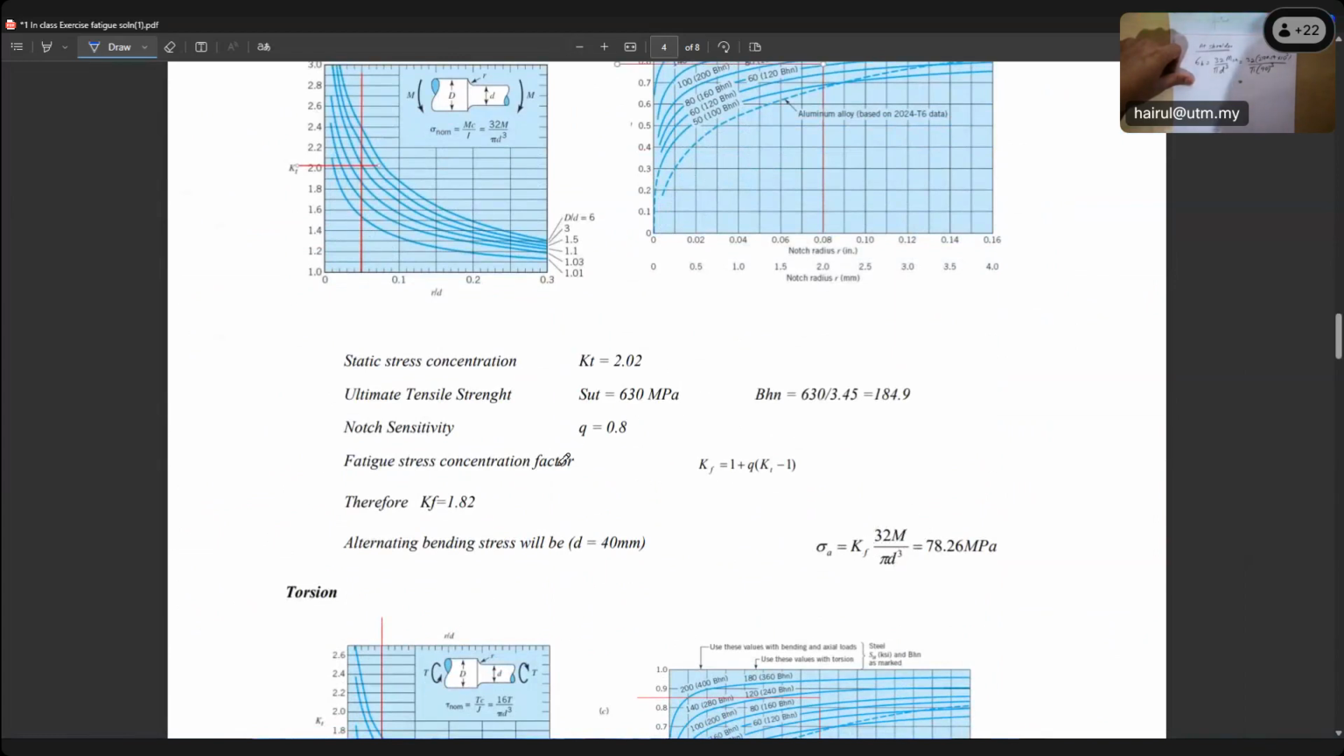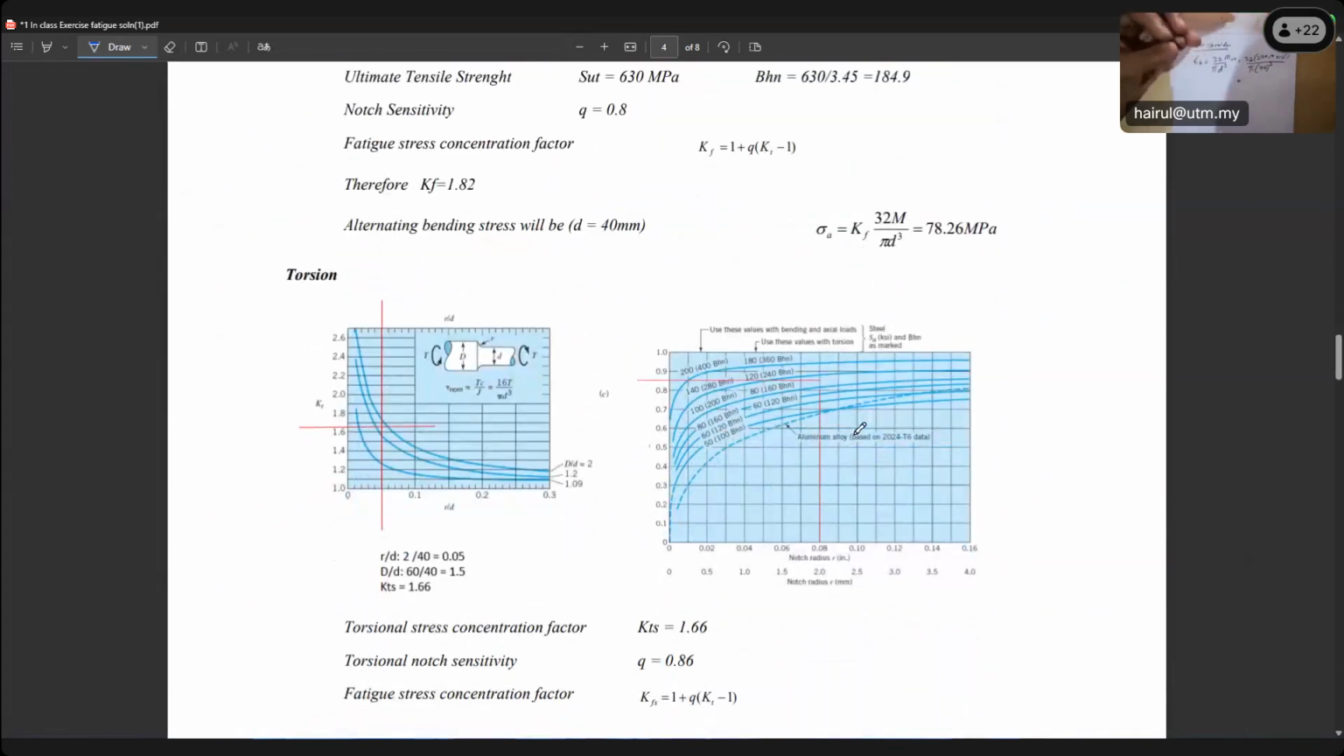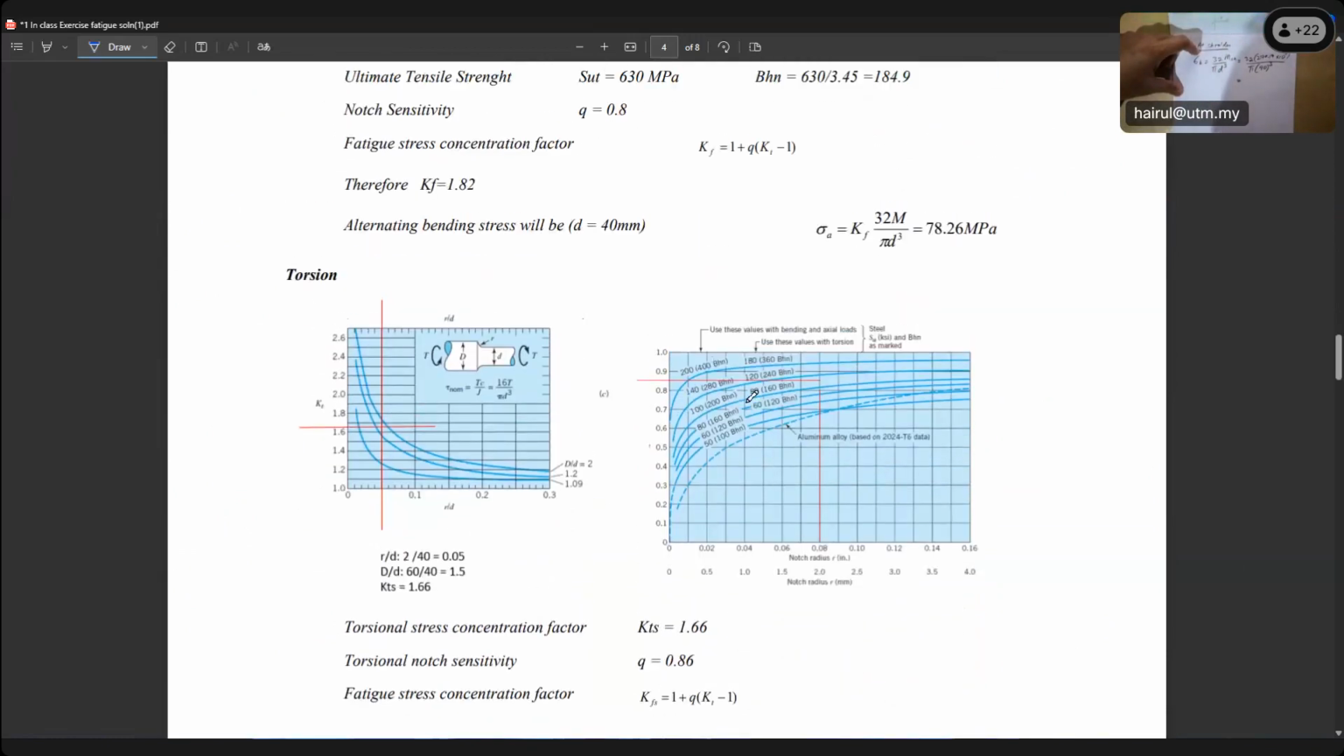Okay, it has already been calculated. It's not showing here, because this one used the moment already substituted. 32 moment over pi d cubed. So this is the value. Okay, can you calculate for me 32 times 270.17 times this? Because I already converted this to Newton millimeter.